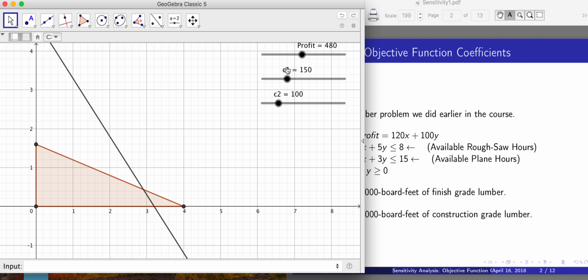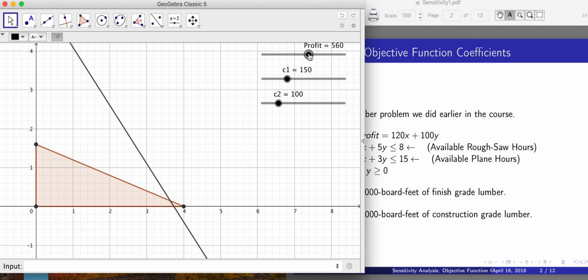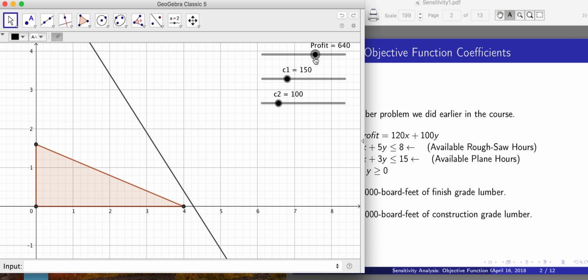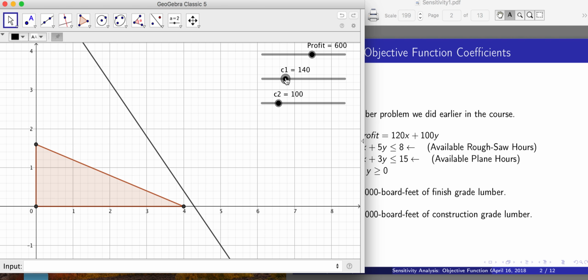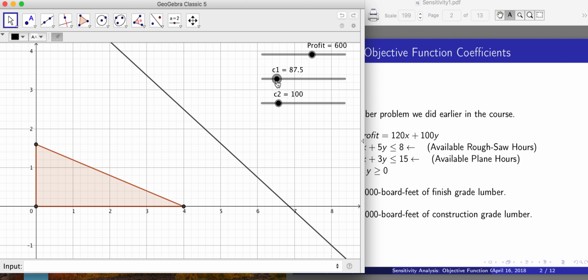Well, if that's the case, we have to redo our linear programming problem. And all that's doing is telling us that we can actually make more profit. So we move our line to the optimal decision, and we notice that it's the same optimal decision. We still want to make only finished grade lumber, but now because of how the market has changed, we can make $600 profit with the same decision. Now this can go either way. The finished grade lumber could become less profitable. It could go down, say it goes down to 80.